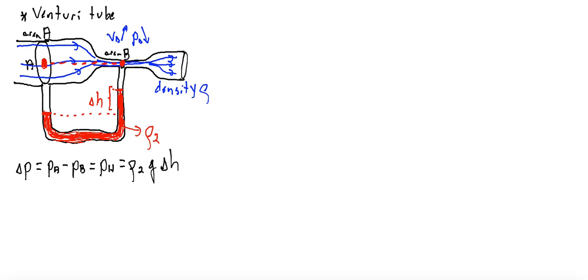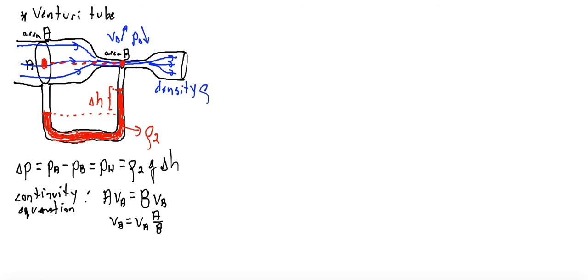I'm going to write 2 equations: the Bernoulli equation and the continuity equation. So let's start with the continuity equation. The continuity equation says that cross-sectional area times speed is constant. What does it mean? It means that speed times area here must be equal to speed times area here. So we can write that area A times the speed of the fluid at A must be equal to area B times the speed of the fluid at B, or in other words, VB is equal to VA times A over B. This is practically our second equation, because one is here, one is here.